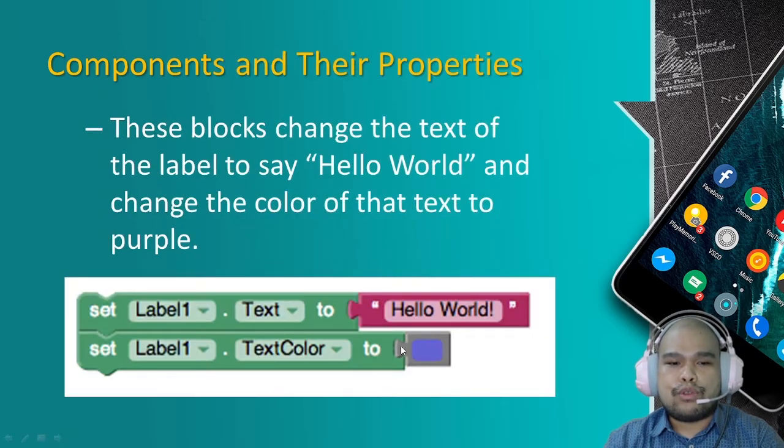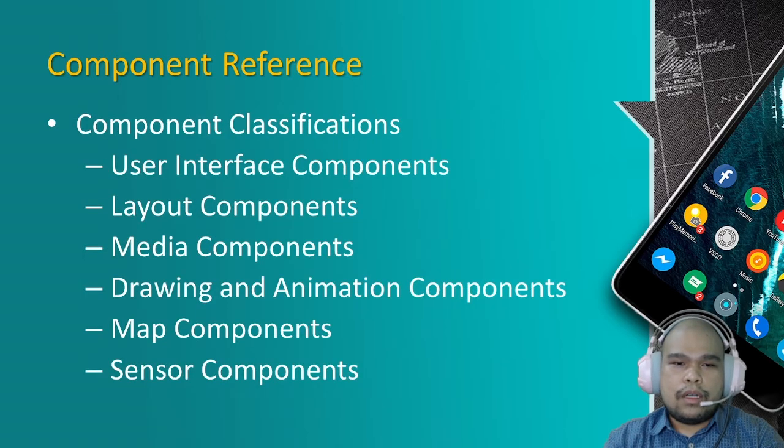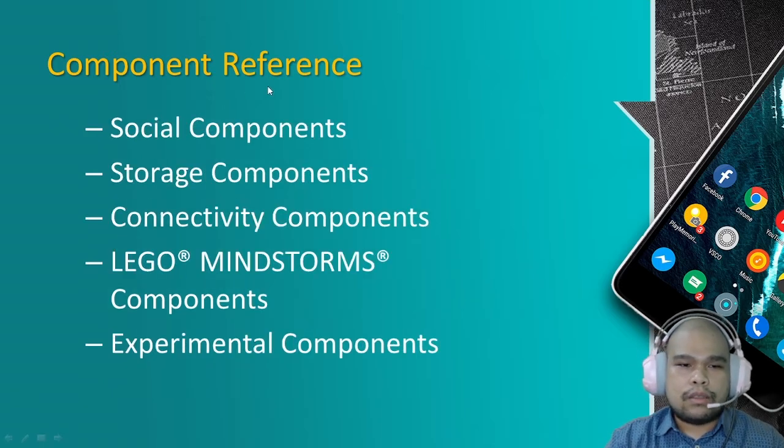So, ito po yung sinabi natin na example kanina, no? So, let's say if you want to modify the properties of your components, again, we have two ways. You can use the blocks editor o yung mga blocks natin, or we can change the properties via the components properties pane. Okay? So, now, component classification. So, these are the different classifications ng ating mga components. So, ayan po sila.